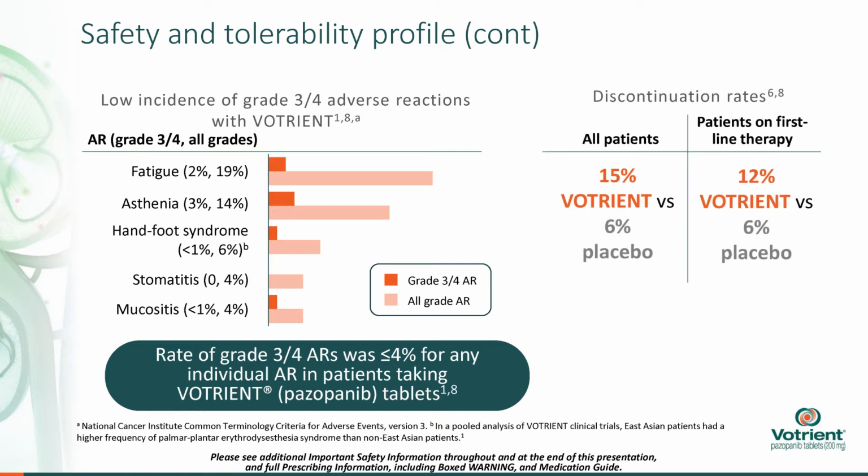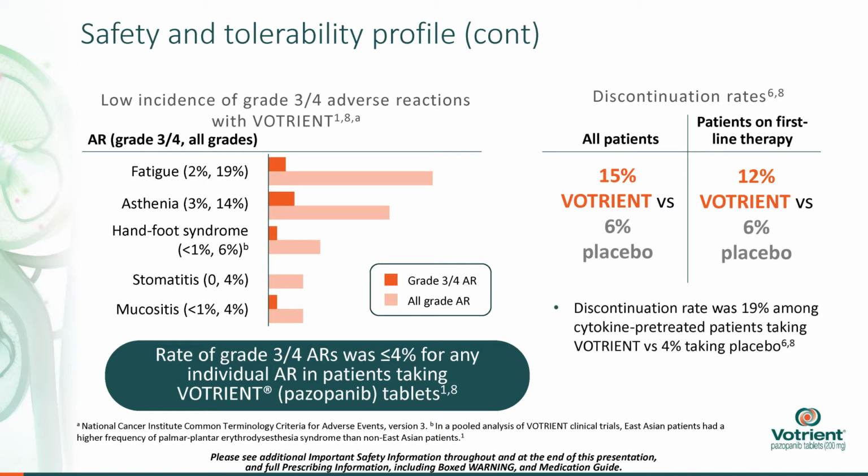Discontinuation rate in the overall population was 15% in the Votrient arm versus 6% in the placebo arm. In patients on frontline therapy, the discontinuation rate was 12% with Votrient as compared to 6% with placebo. Among cytokine pretreated patients, the discontinuation rate was 19% with Votrient versus 4% with placebo.